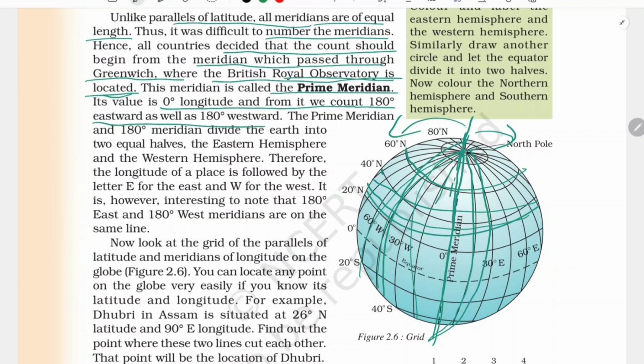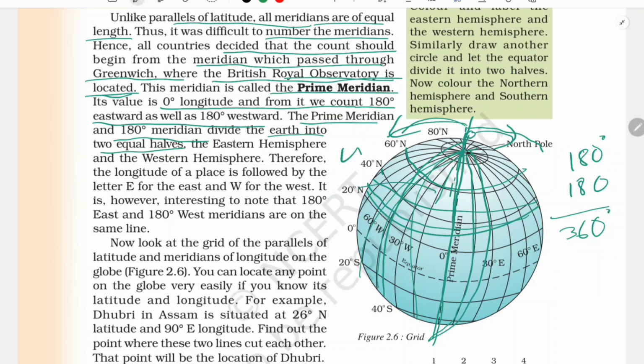The same concept again. Here this line will be 0, and from it will be 1, 2, 3, just like this in the eastward direction up to 180 degrees, and again in the westward direction 180. So 180 and 180 will make again 360, a complete circle, isn't it? So the prime meridian and the 180 meridian divide the earth into two equal halves.